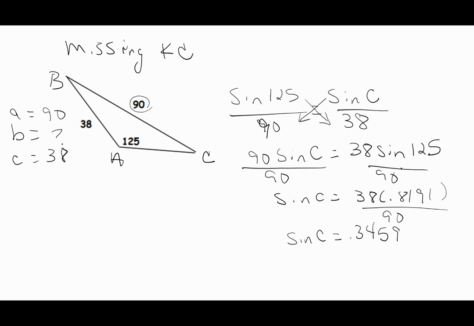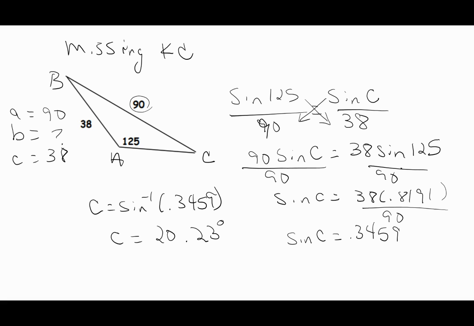If that were an angle measurement, then we would use SOHCAHTOA. Whenever we have a right angle, we always use SOHCAHTOA. So once we have this here, we can say that C is equal to the arc sine of 0.3459, or the inverse. So we'll do the inverse of that. And we have our angle measurement as C is equal to 20.23 degrees.